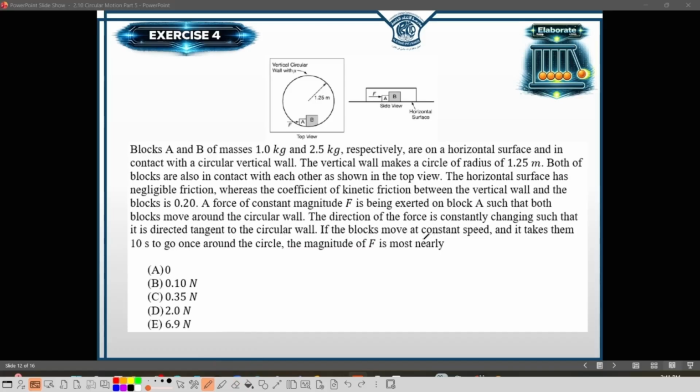If the blocks move at a constant speed, which means the tangential acceleration becomes 0 and there is only centripetal acceleration, and it takes 10 seconds to go once around. Once around the circle is one cycle, so this is the time needed to complete one cycle. So 10 seconds should be the period, because by definition, the period is the time needed to complete one cycle. What is the magnitude of the force F?